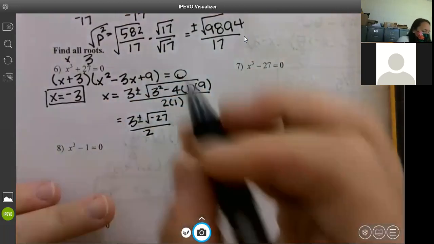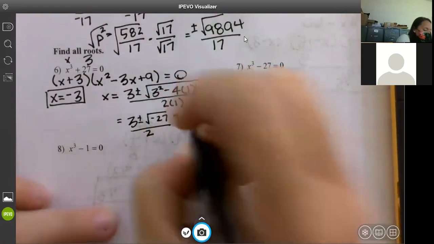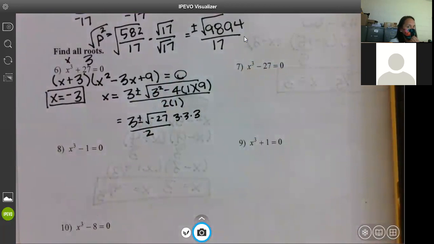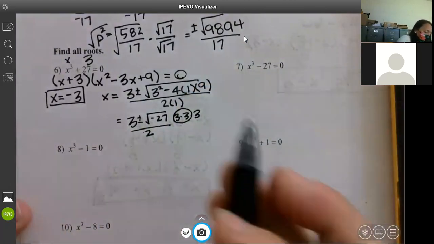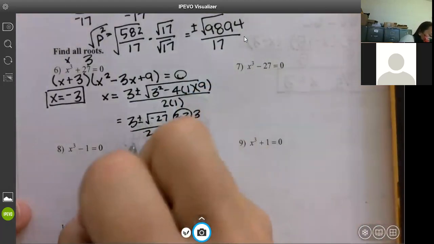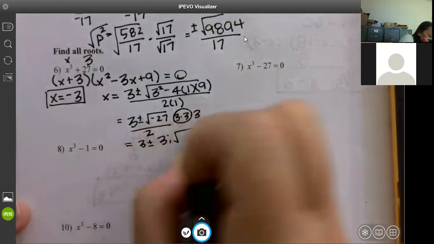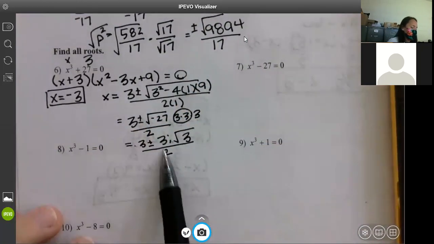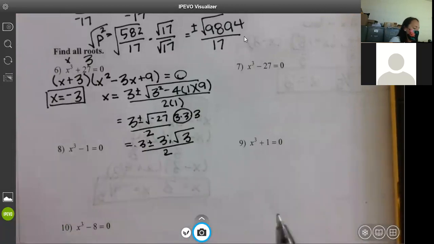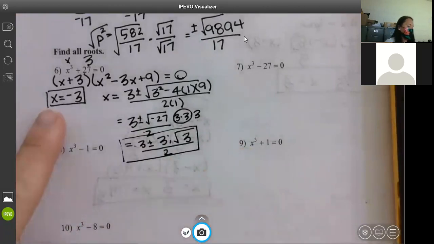What are your factors of 27? Yeah, 3 and 9, or 3, 3, and 3. So what do I have to take out of this? A 3 and an i because I have a negative. So we have 3 plus or minus 3i. I did not circle that 3 over 2. The last thing you're going to look at is the triangle of numbers. These are not reducible. So this is your final answer. So 1, 2, 3.